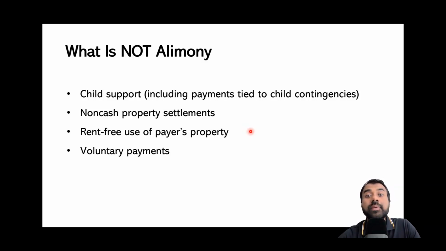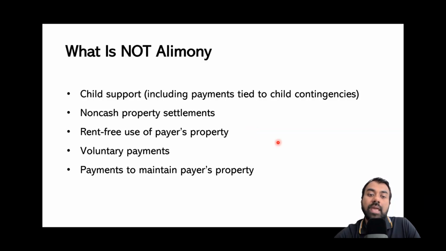Next, we have voluntary payments. If one spouse is making voluntary payments to another spouse after they get divorced, that's not alimony. And lastly, payments to maintain the payor's property, these are also not alimony. So again, going back to the same example, maybe a couple gets divorced and then one spouse lives in the home of the other spouse and the owner spouse is paying the other spouse some money to maintain the property. Now, these payments do not qualify as alimony.